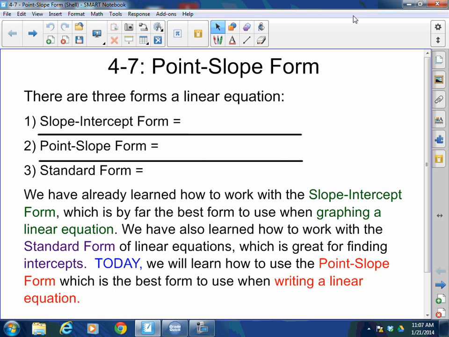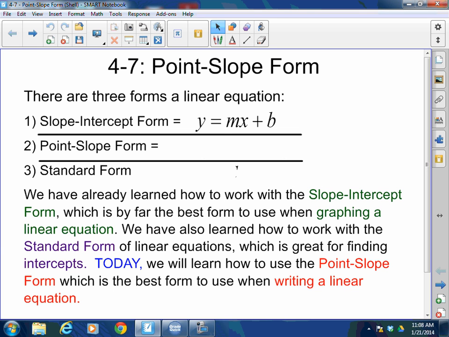We have talked about the slope-intercept form. And the slope-intercept form, of course, is y equals mx plus b, where m is the slope. That's your rise over run, represented by the formula y2 minus y1 over x2 minus x1. B is your y-intercept. That is the y value on the y-axis when x is 0. X is independent and y is dependent on x.